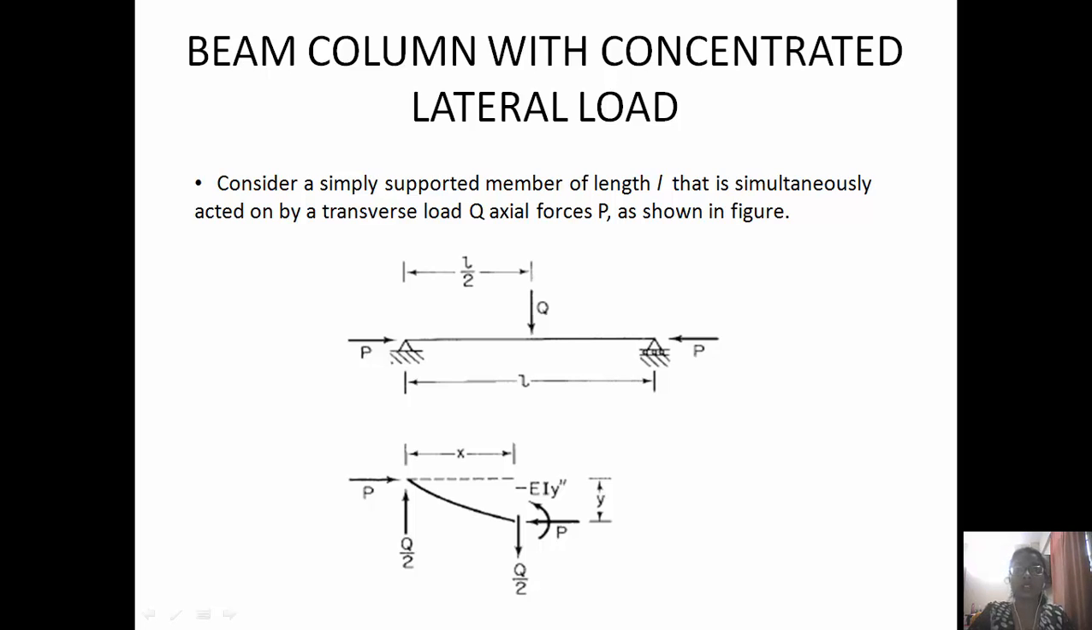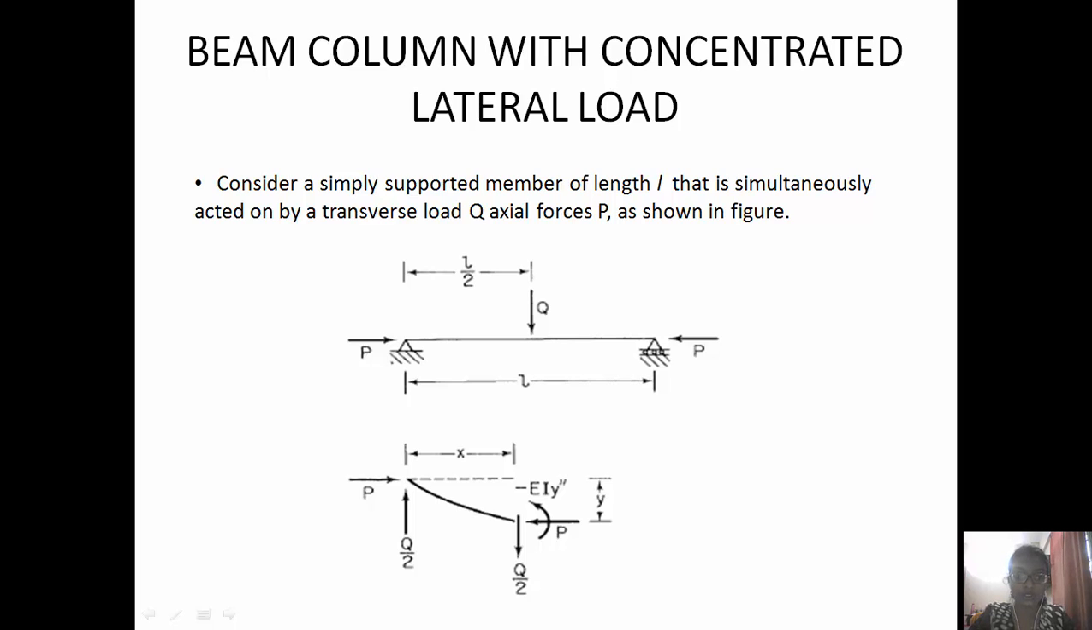First we'll see the beam column with concentrated lateral load. Consider a simply supported member of length L that is simultaneously acted on by a transverse load Q and axial forces P as shown in the figure. Then we take a section at the midpoint at a distance x from the origin, that is from the left hand side.